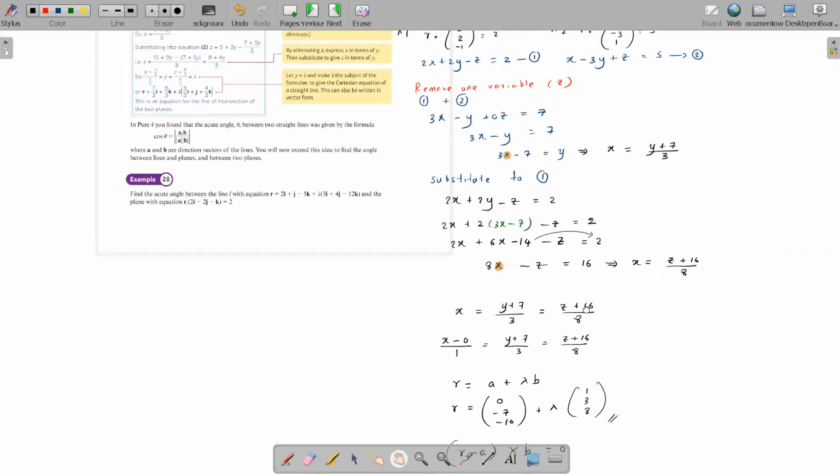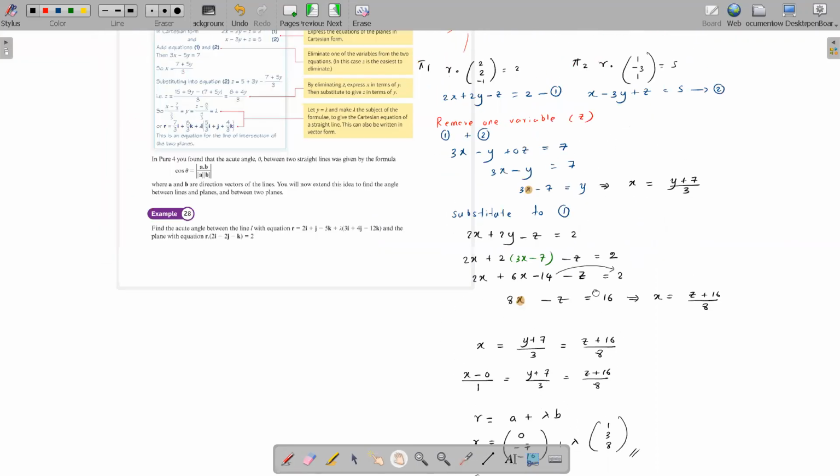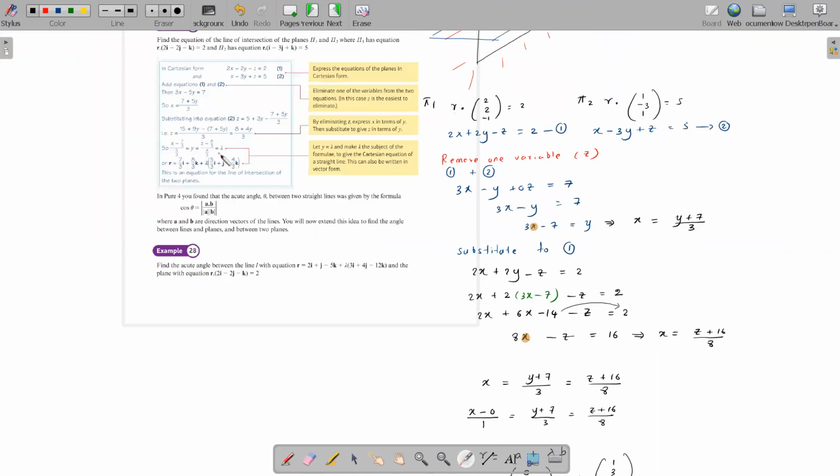There is no rule saying that you have to make x the subject or you have to make y the subject, you have to follow the book. No. All you have to do is take your two Cartesian equations and remove any one variable. I removed z. If you wanted, you could have removed y, or you could have removed x. Then from that equation, now that I removed z, I got an equation with x and y. Again, children, this is entirely your choice. You can either make y the subject or you can make x the subject. Do you understand?